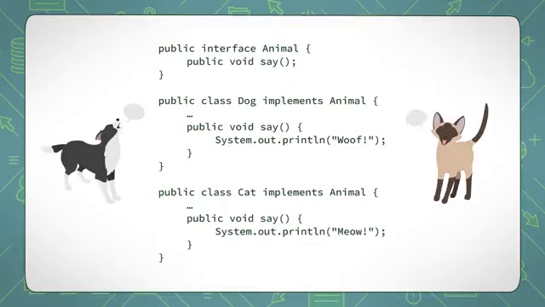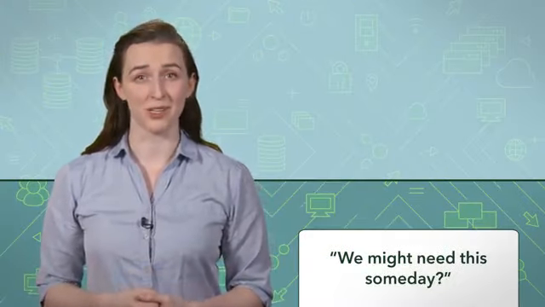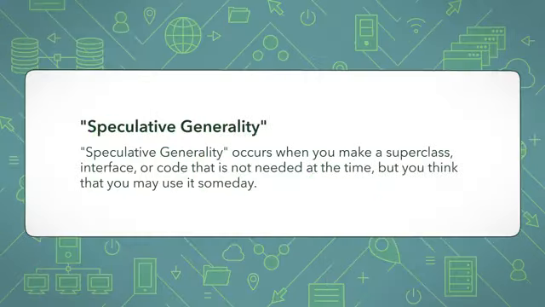Have you ever written any code with the thought, we might need this someday? If you have, you violated our next code smell, speculative generality. Speculative generality occurs when you make a superclass, interface, or code that is not needed at the time, but you think you may use it someday. Maybe you want the ability to make subclasses or provide a different implementation eventually, but you don't actually need it right now. If you're doing this, you are introducing generality that may not actually help the code. You are over-engineering the code.